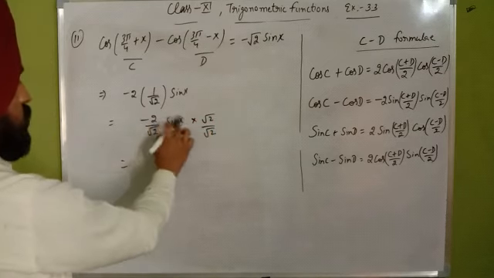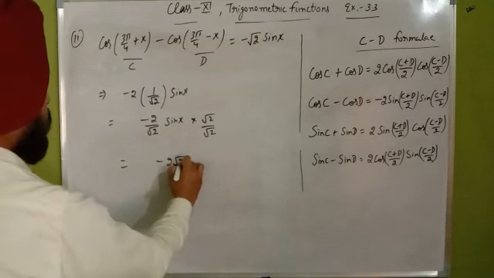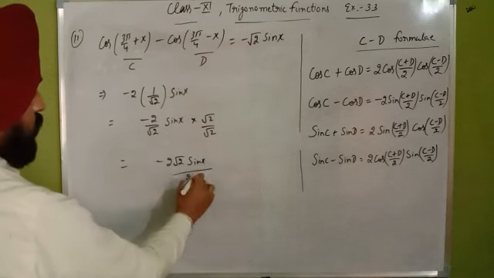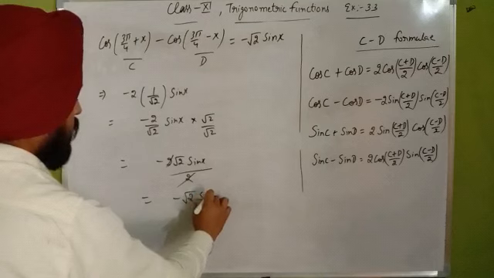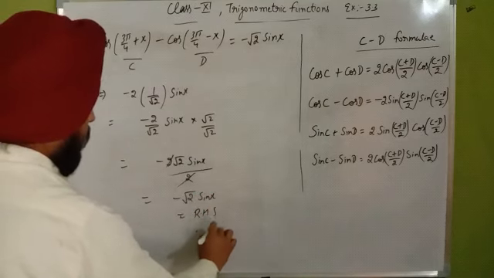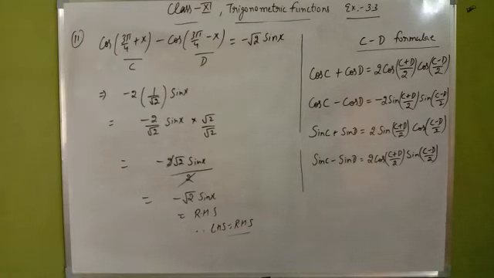So minus 2 into root 2, minus 2 square root 2 sine x. Root 2 into root 2 gives you only 2, so cancel 2 with 2. What is left? Minus square root 2 sine x, which is the right hand side. So left hand side is equal to right hand side. So use the CD formulas to solve such kinds of questions.